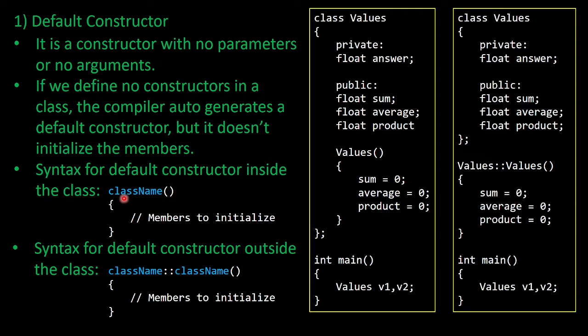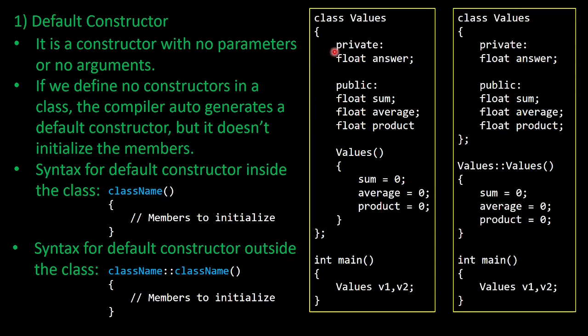As you can see here is the name of the class. If we have class named A, then this will become A followed by curly brackets and then the braces, inside which we have to write the members we initialized.